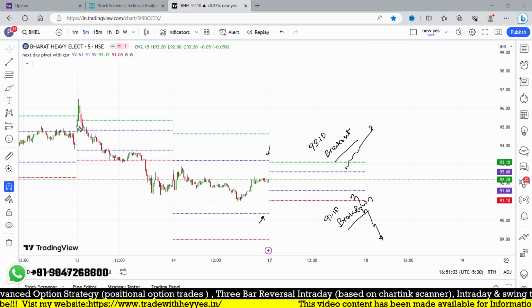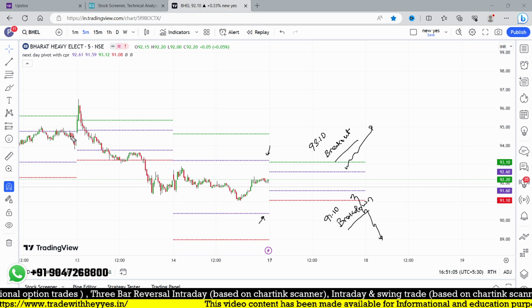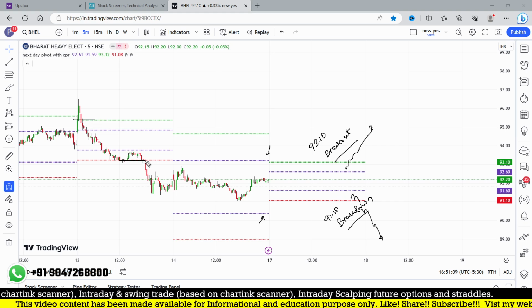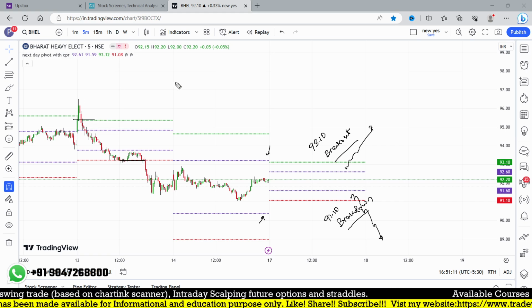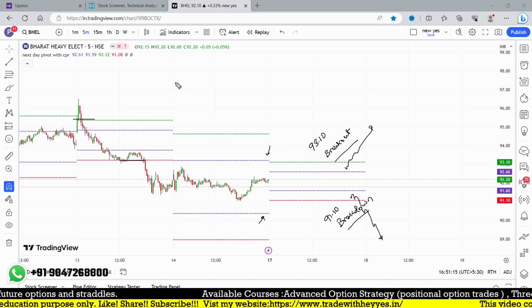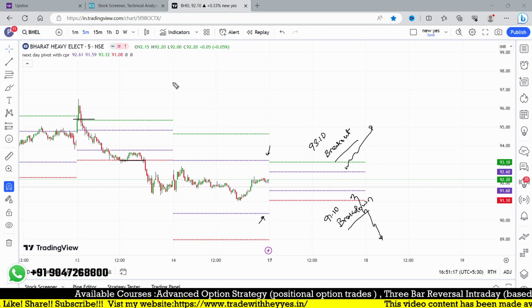Okay, so here also we can see there is a small one, but it was not inside. It is a greater than, it is a failure trade. And here I can keep 93 as my breakout, and I can keep stop loss below 91. And if it goes below 91, I can keep my stop loss at the R4 level.